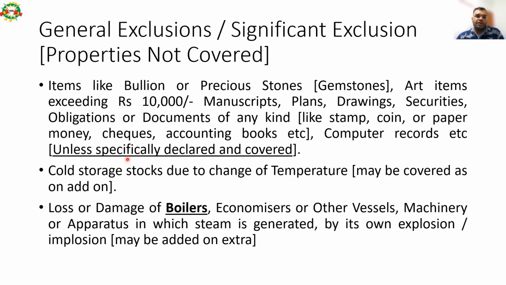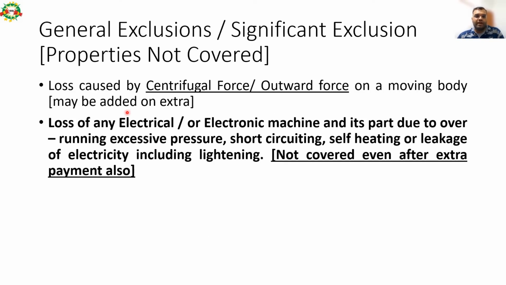Cold storage stocks due to change of temperature may be covered as an add-on, but this should be explicitly mentioned. Loss or damage of boiler, economizer or other vessels, machinery or apparatus in which steam is generated. So boiler, this 1 mark theory question can come, by its own explosion or implosion. These may be covered by some extra, so this should be explicitly mentioned, otherwise these are not covered in this policy. Loss caused by centrifugal force. A 1 mark theory question can also come out of this statement. Centrifugal force or outward force on a moving body, but we can cover it as an add-on.